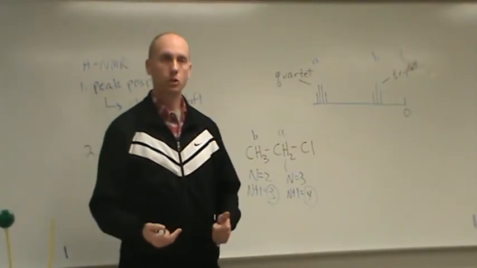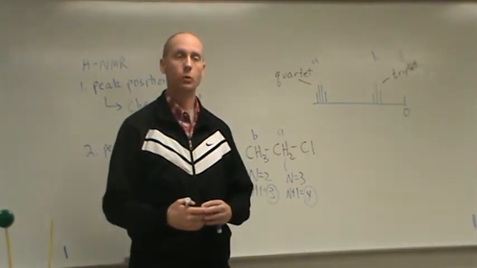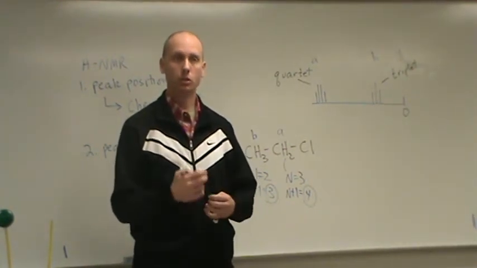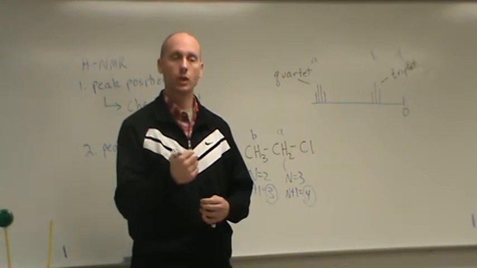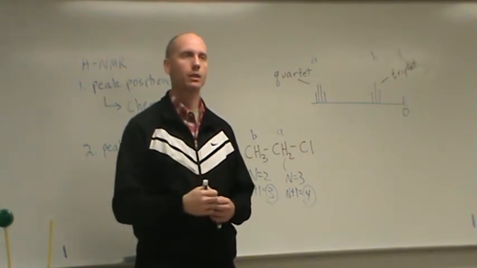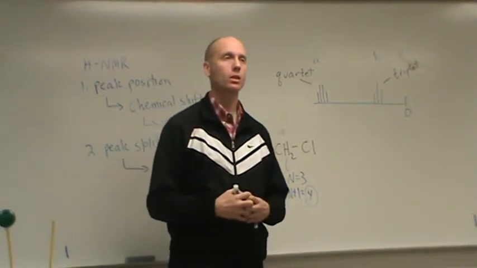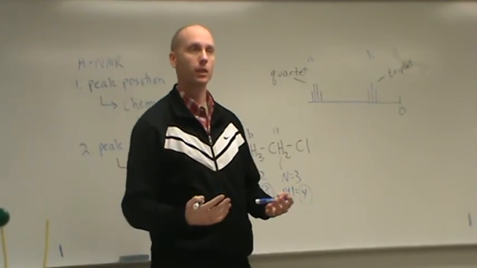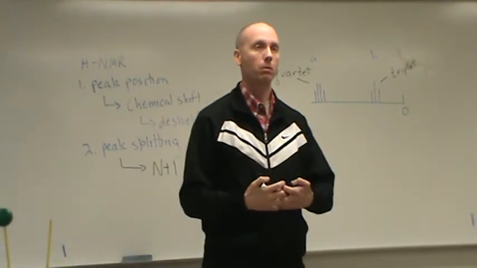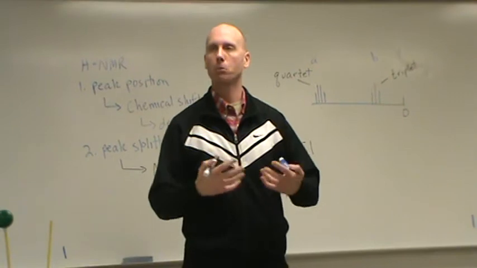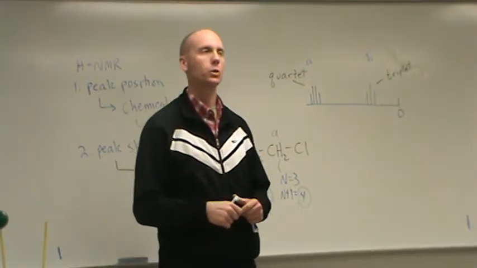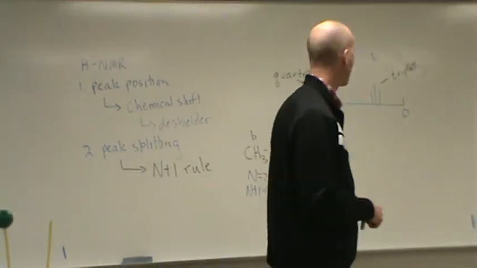So we can have triplets, quartets. We can also have doublets, 2 lines. Singlet, how many do you think that would be? 1 line. And we can have a multiplet. What do you think that is? Okay, a lot of lines. We'll just say more than 4. We'll see an example of that later.